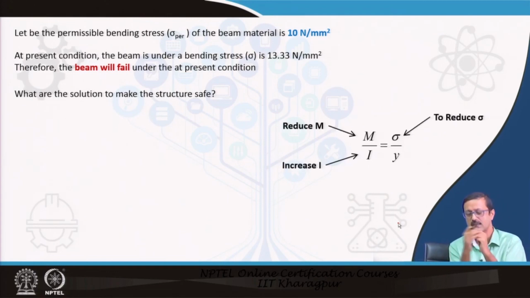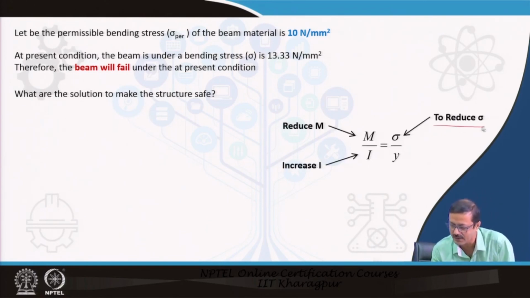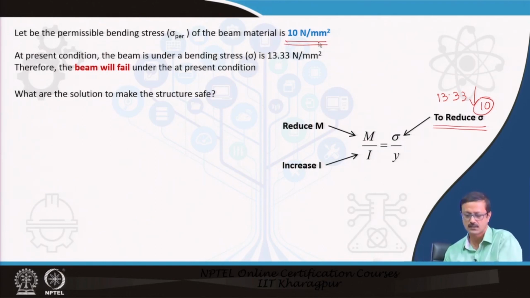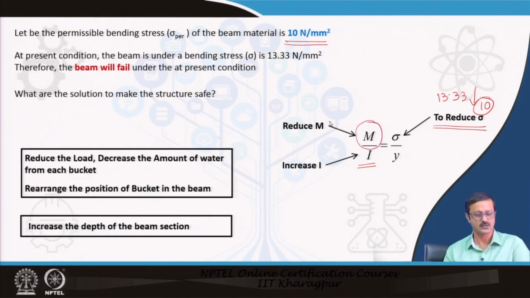So, let us see the bending equation. What I have to do is reduce this sigma, right? It was 13.33, and I want to reduce it to a maximum of 10, not more than 10, because 10 Newton per mm square is the permissible. Now, I can increase the value of I, which definitely decreases the value of sigma, or I can reduce the value of M. So, there are two ways out. There are some solutions available.